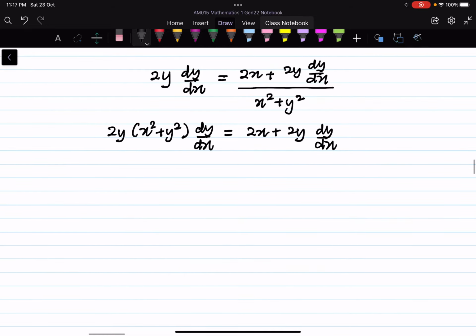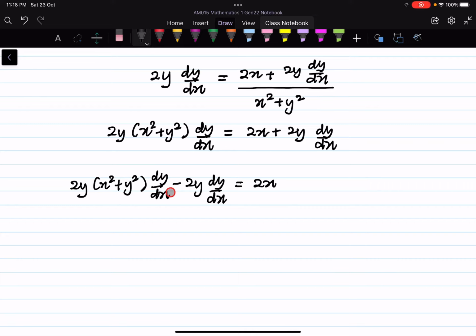So let us collect all the dy/dx on the left hand side. So we're going to get 2y(x squared plus y squared) dy/dx. So this one is going to be minus 2y dy/dx, and on the right hand side is 2x. Now we have all the terms of dy/dx on the left hand side.